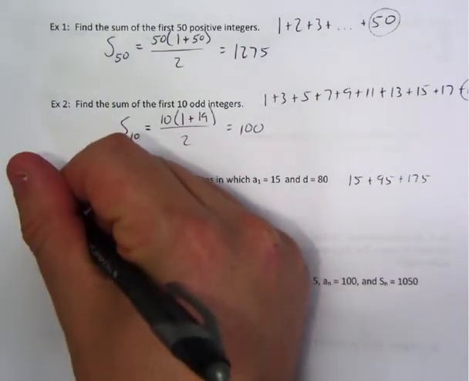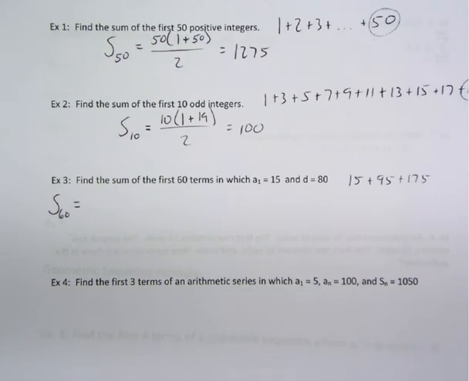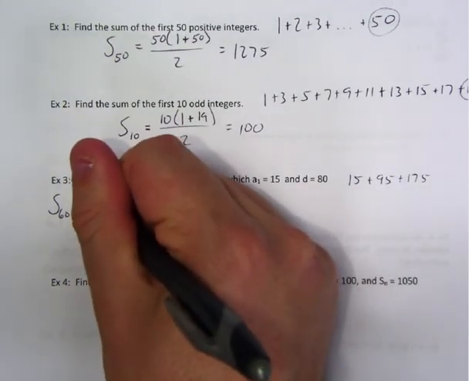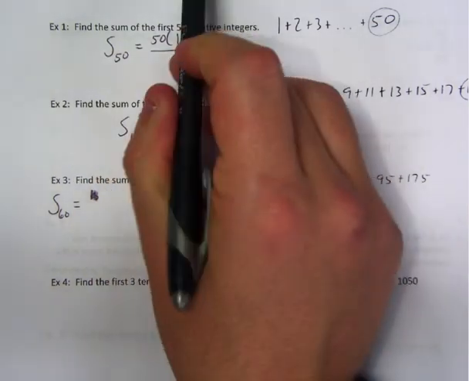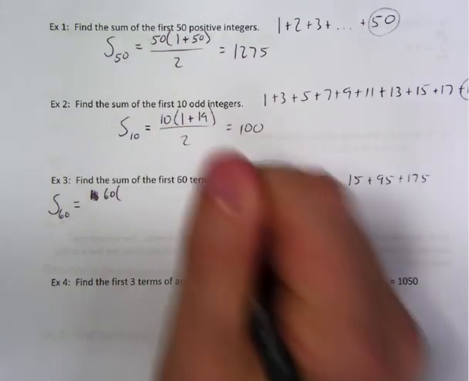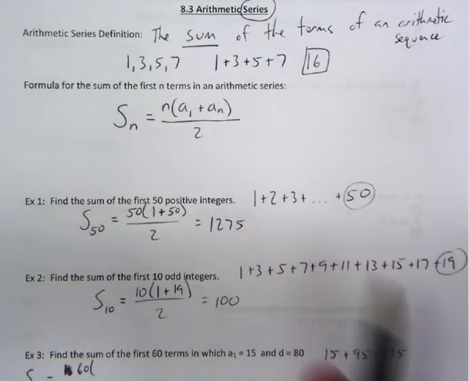Okay, so we're looking for the sum of 60 terms. We know the first term is 15. I lied. That first one is n, so that should be 60. My bad. We know the first term in the formula. So the first term is 15.